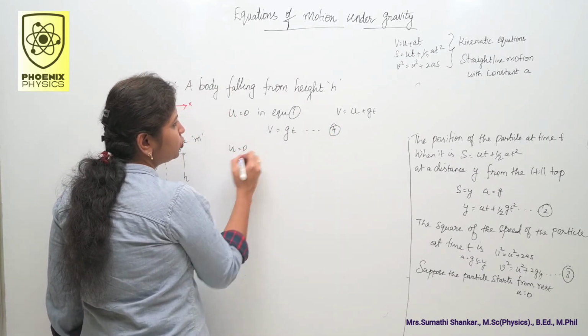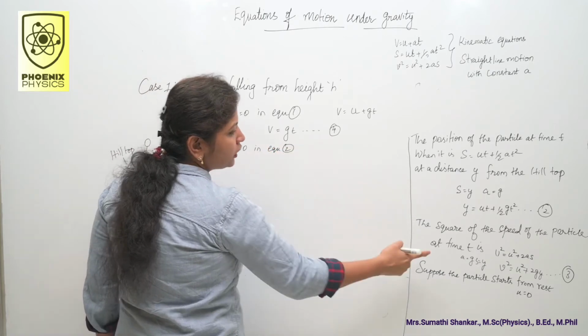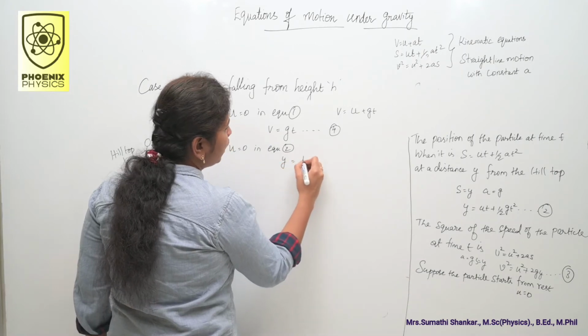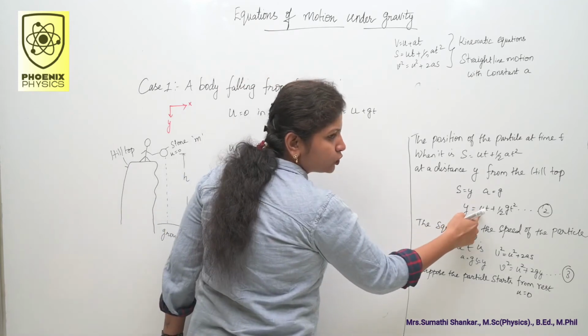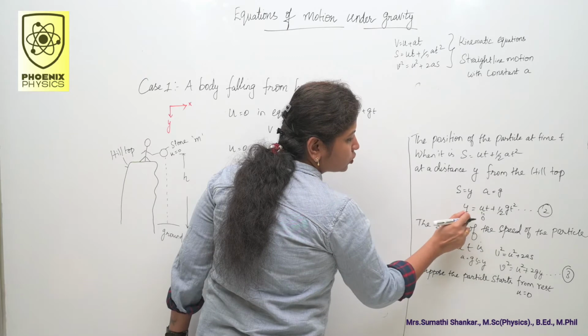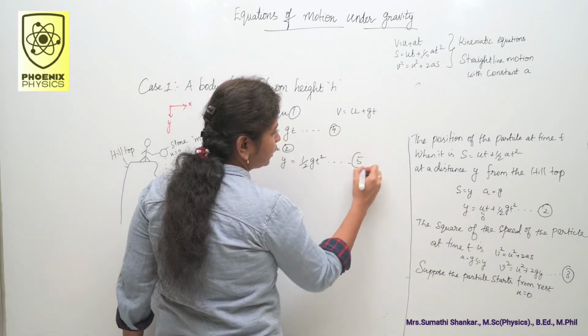Similarly, substitute u is equal to 0 in equation 2. What is our equation 2? That is y is equal to ut plus half gt square. So substitute u is equal to 0 here. So the first term vanishes. So y is equal to half gt square. This is our fifth equation.